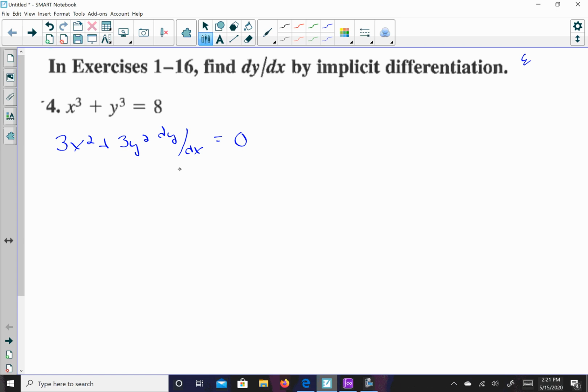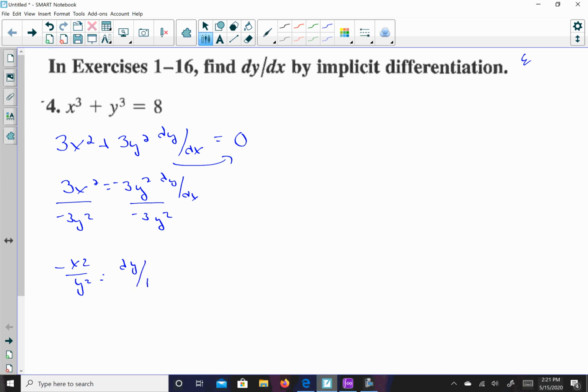Solving for dy/dx, I'm going to put that on one side by itself. Everything else will go on the other side. So I'm going to have 3x squared is equal to negative 3y squared dy/dx. Divide both sides by negative 3y squared. When I do that, I get negative x squared over y squared is equal to dy/dx. And that's all I have to do for the first set: find the derivative in terms of x.